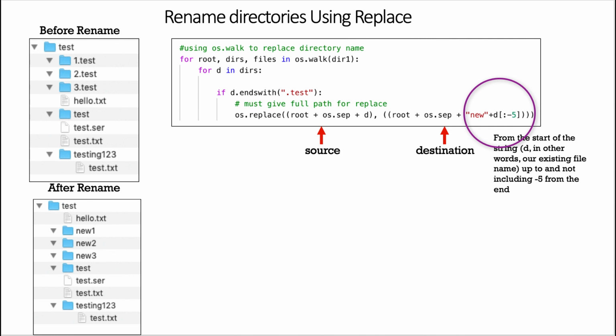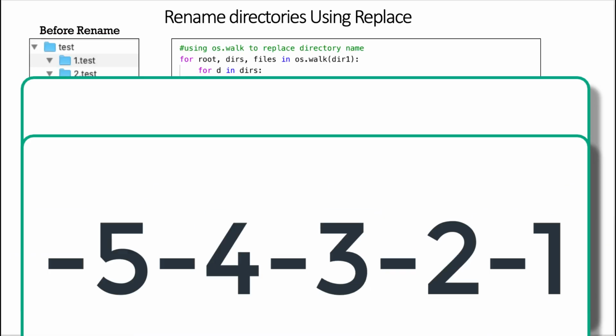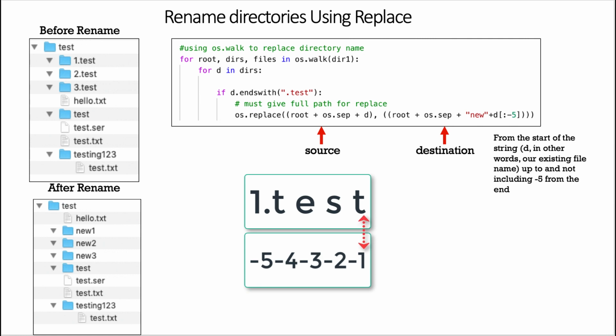For the destination, root.os.sep as always. Then I go right to the word new, and then I'll add D, the file name. However, I'm using a slice, and I'm using :-5. So from the start of the string, D in other words, our existing file, up to, but not including, the -5 index from the right side. So what that does is that'll give me the number, but it doesn't give me anything to the right of that. So it doesn't give me the period test.